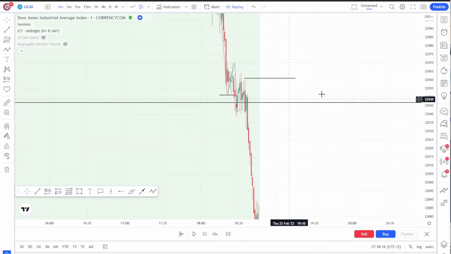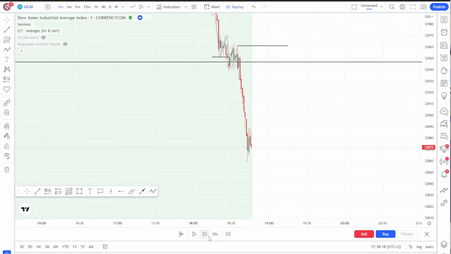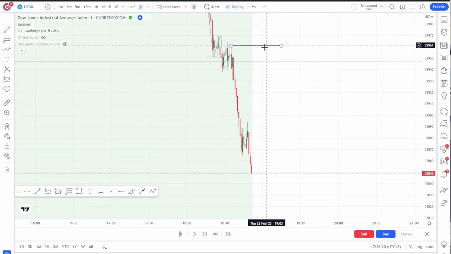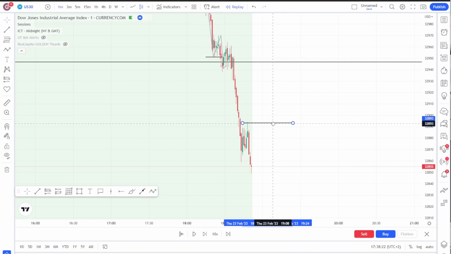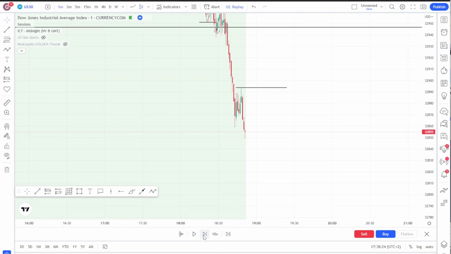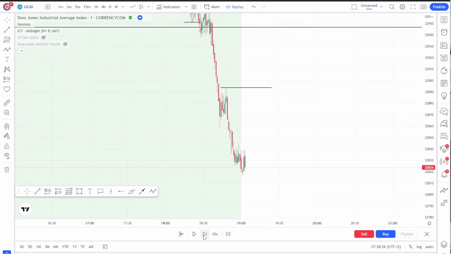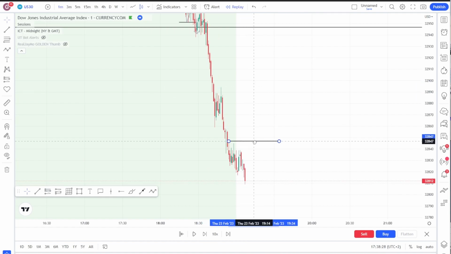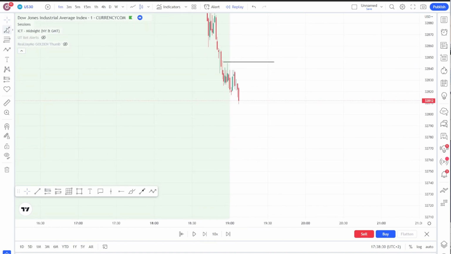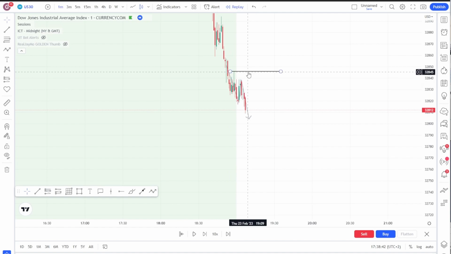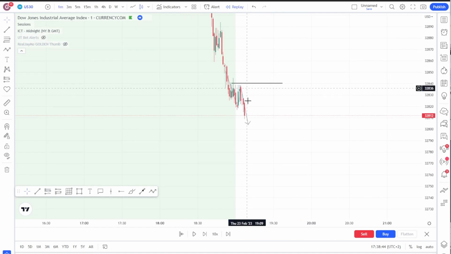We now have a new level here. We now have a new level here. We now have a new level here. Why do I keep changing the level? Because look, price pulls back. Price pulls back and then breaks structure. Okay, and now the level is here.